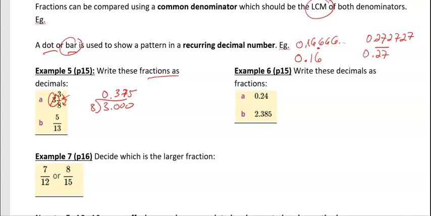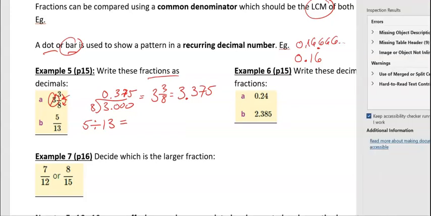But remember, we need to keep count of that 3. So we reserve the 3. So 3 and 3/8, written this way, is equal to keeping that 3, and the 3/8 is represented by 3.375. Same thing, 5 over 13 is the action of 5 divided by 13. So we don't have a whole number to deal with this time. We're just going to divide 5 by 13.